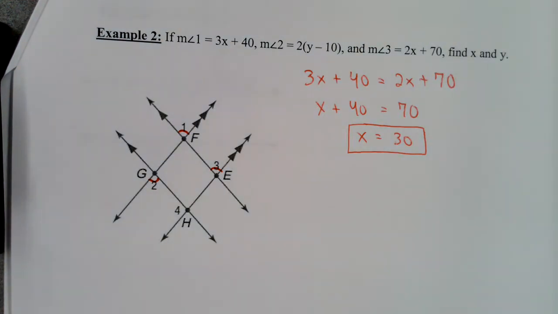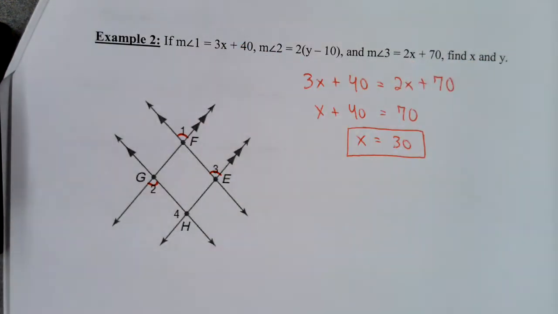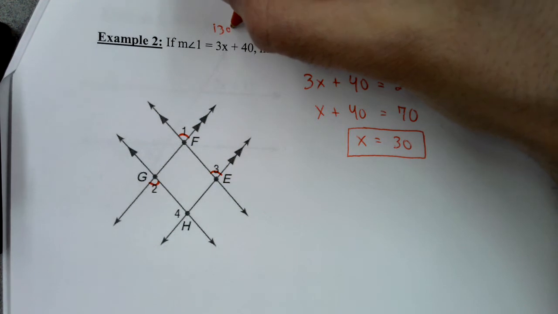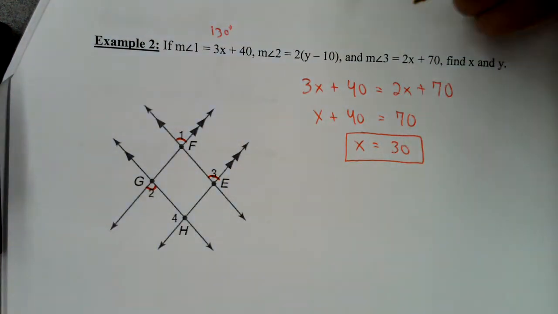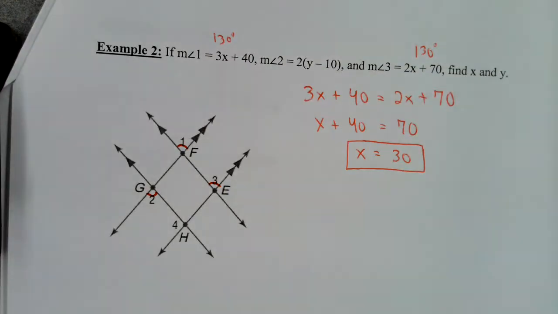Now, let's just see if that actually worked, because these should be the same. If you substitute 30 in for x, 3 times 30 is 90, plus 40 is 130 degrees. Let's substitute 30 in here. 2 times 30 is 60, plus 70 is 130. Okay, good. They both came out the same. That should work.